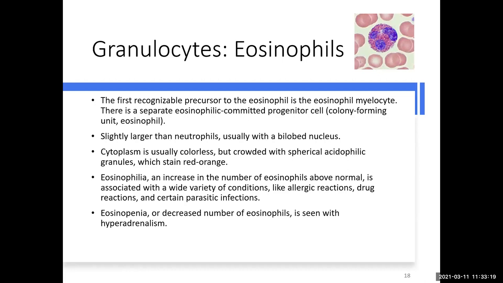So when I see the pink, I think of an allergic reaction. And what do we associate with needing when you have an allergic reaction? Usually when you have an allergic reaction, you take Benadryl. Classically, Benadryl is seen in a pink bottle or a pink pill. Sometimes the off-brand Benadryls will make it pink as well. So that's where I associate the eosinophils with the pink color and the allergic reaction. Eosinopenia is a decreased number, and this can be seen with hyperadrenalism.